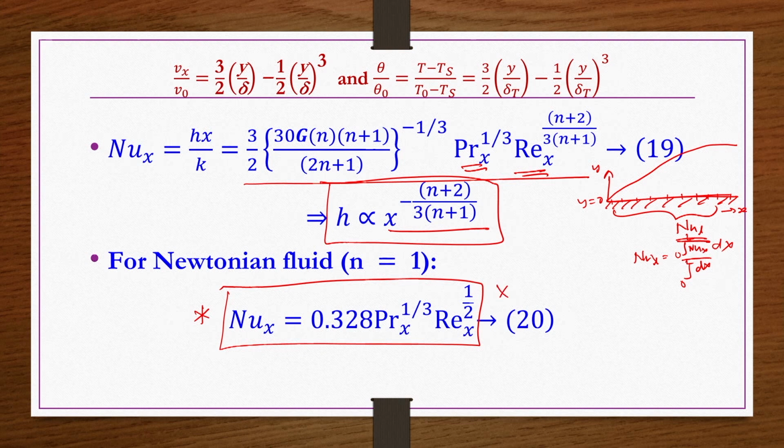So, the derivation is coming like this. We have done it for the power law case as a generalized one, so that n is equals to 1 I can substitute, and I can get the Newtonian solution as well. So, by one derivation I can get the two solutions. In this equation 19, if you substitute n is equals to 1, this is what you get.